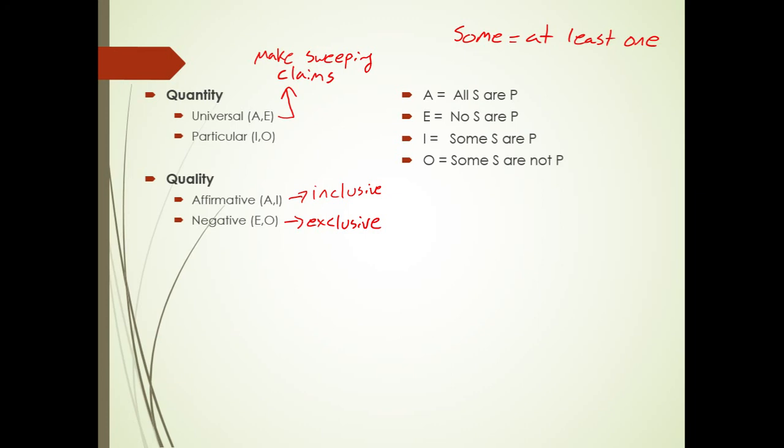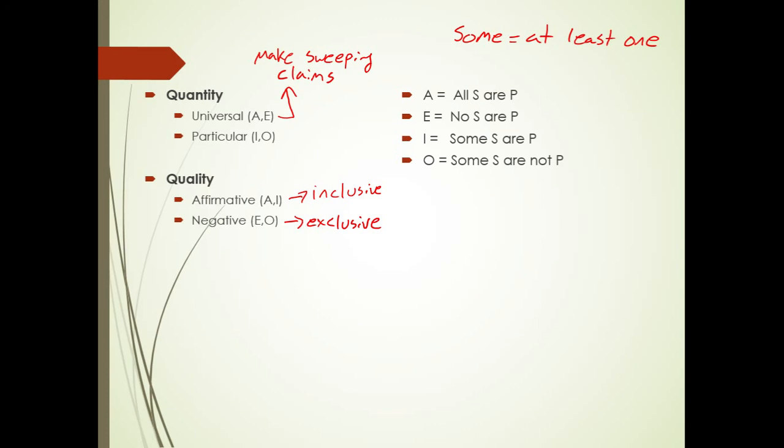And then the negatives are the exclusive claims, so none of the S's are P, it's separating the S's away from the P's. And some of the S's are not P's, again, it's separating the S's away from the P's. So quality is affirmative or negative. So you have quantity being universal or particular, and quality being affirmative or negative.